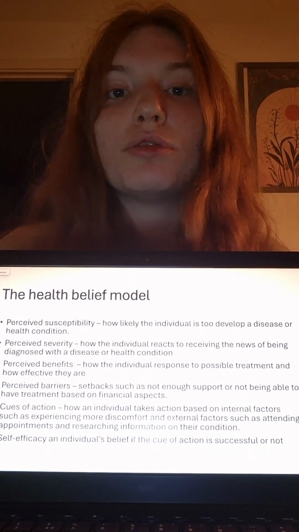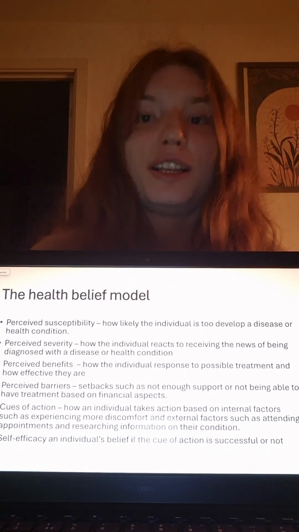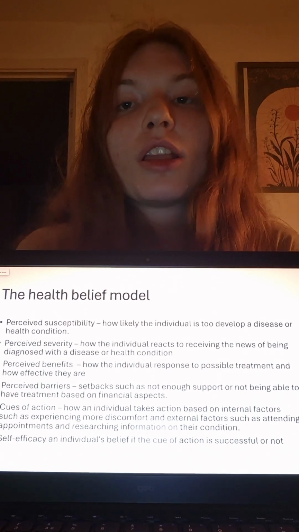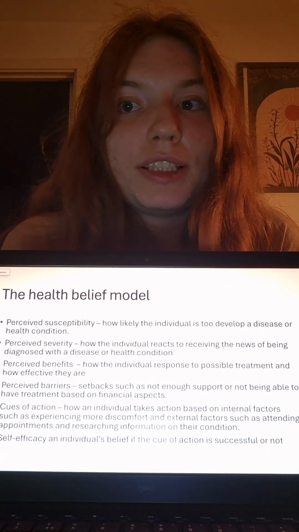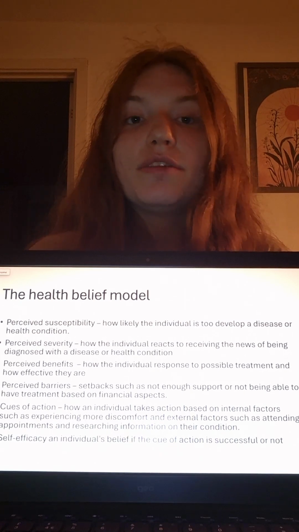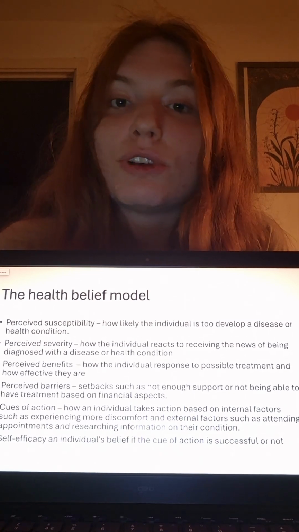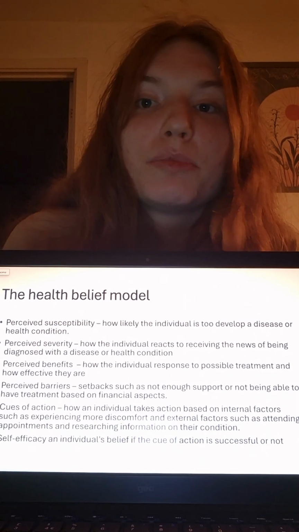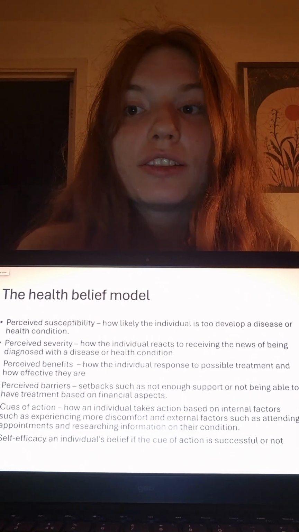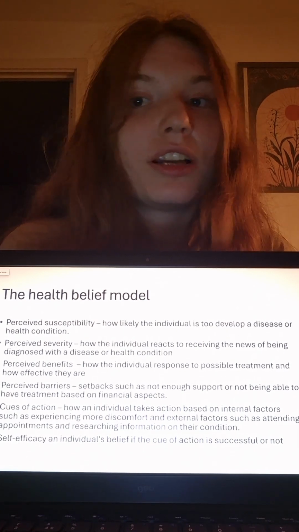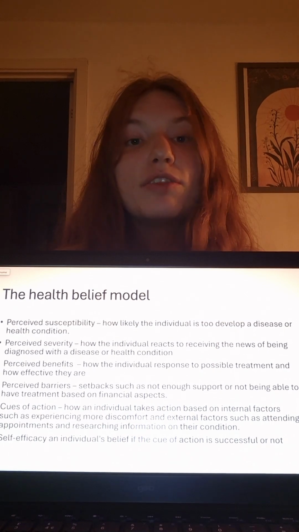The health belief model is split off into a table. The table consists of perceived susceptibility. This is how likely the individual is to develop a disease or health condition. Perceived severity. This is how the individual reacts to receiving the news of being diagnosed with either a disease or a health condition.